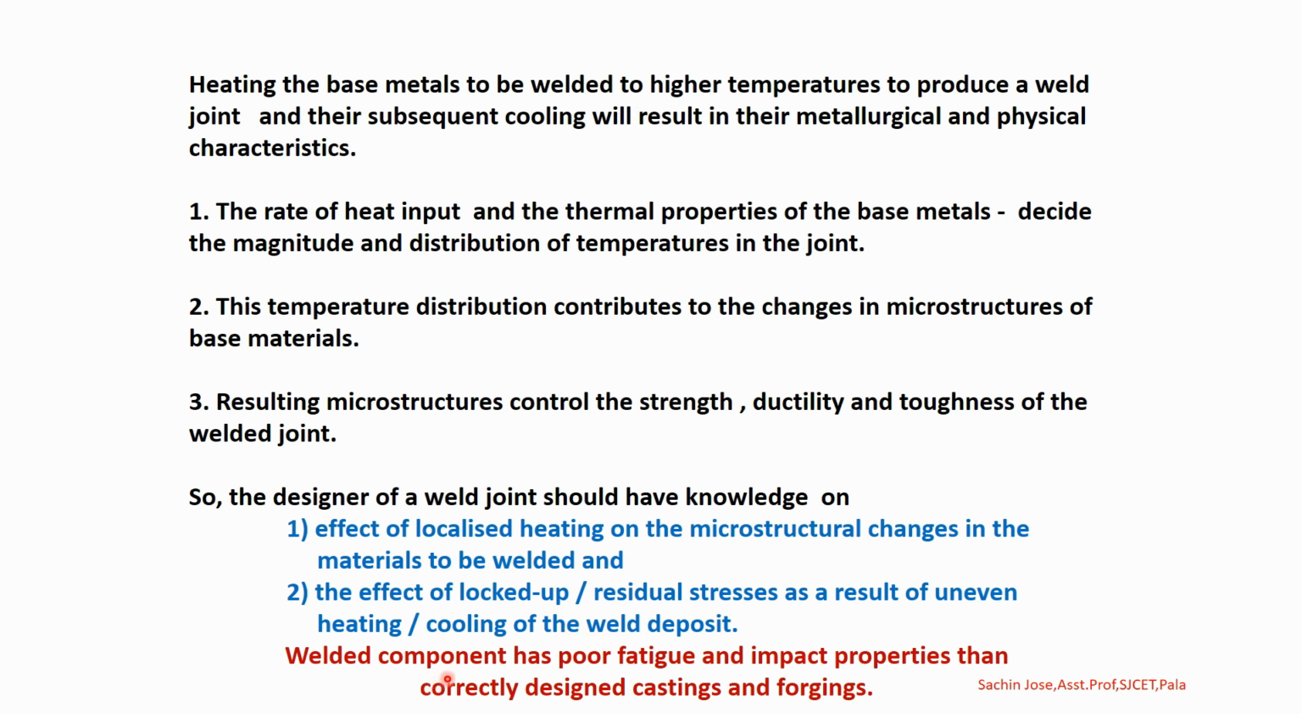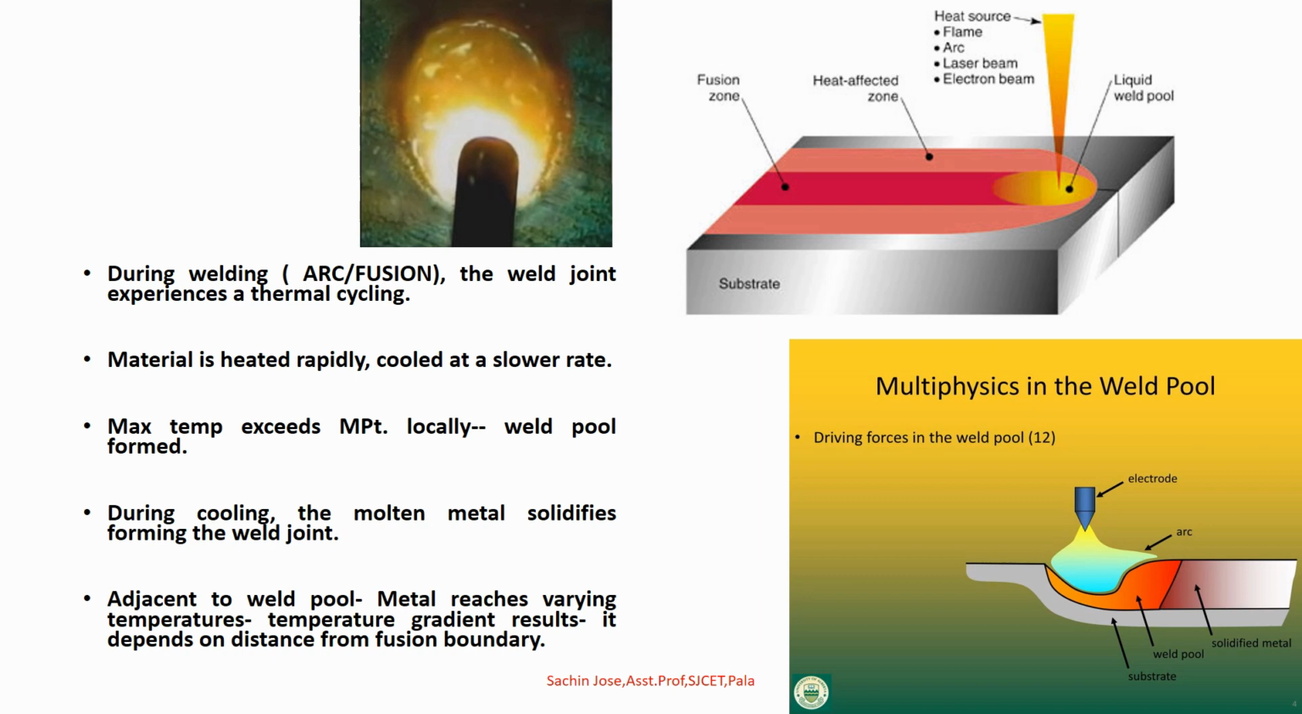A welded component has poorer fatigue and impact properties than correctly designed castings and forgings. This is a negative characteristic of a welded joint. They have poorer fatigue and impact properties than correctly designed castings and forgings. So let's see the process in detail.